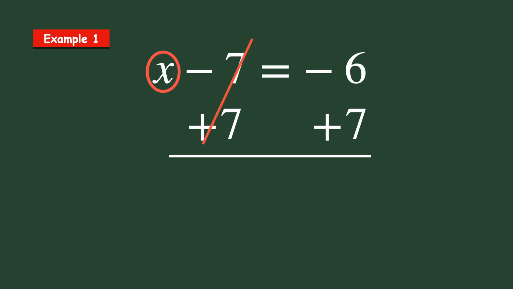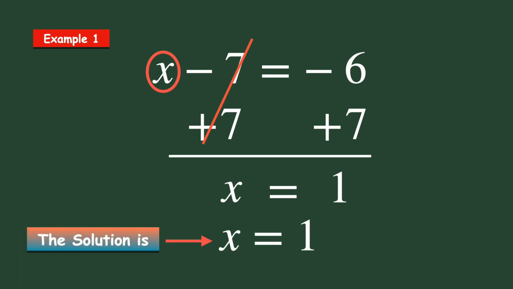Negative 7 and positive 7 combine to make a zero pair, so they will cancel each other out, leaving the x all by itself on the left side of this equation, which you remember was the goal. Looking at the right side now, negative 6 combined with positive 7 is positive 1. So the solution to x is that it equals positive 1.